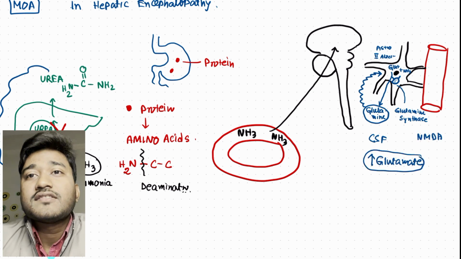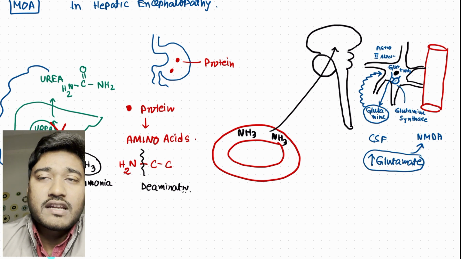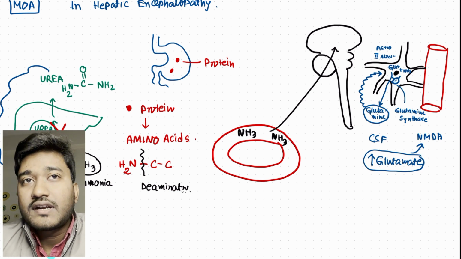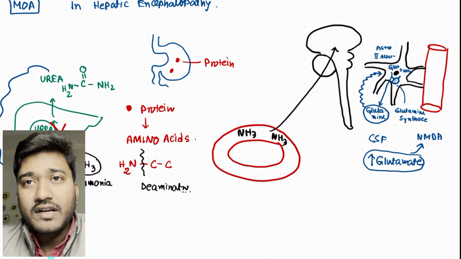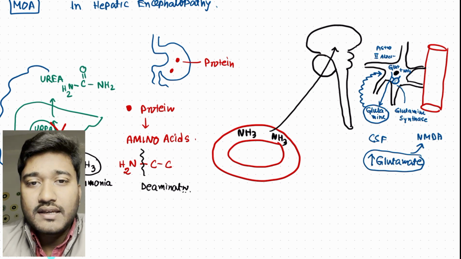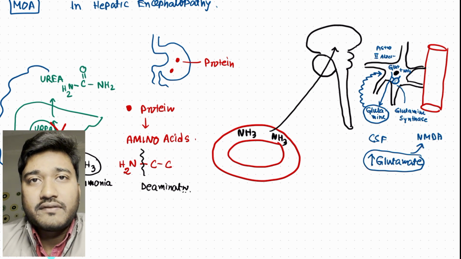Within the CSF there is an increased amount of glutamate, and this increased amount of glutamate acts over the NMDA receptors, and it acts on the astrocytes, which irritates the astrocytes, and eventually an oxidative stress response comes into play, which is called encephalopathy. So due to hepatic dysfunction there is encephalopathy, therefore this is called hepatic encephalopathy, and all of it is due to dysfunction of the liver.